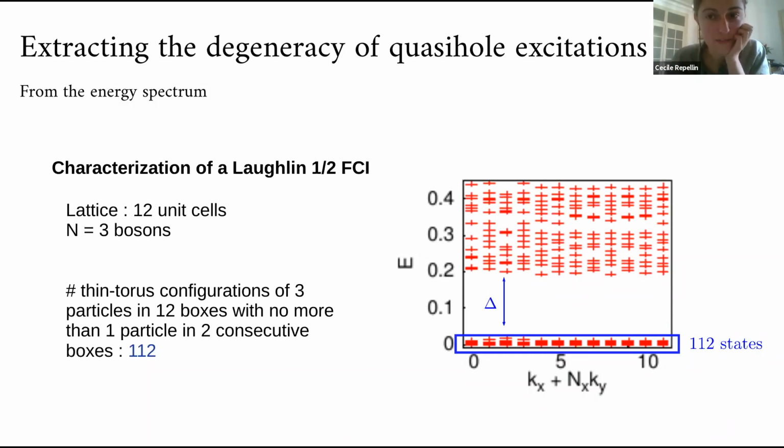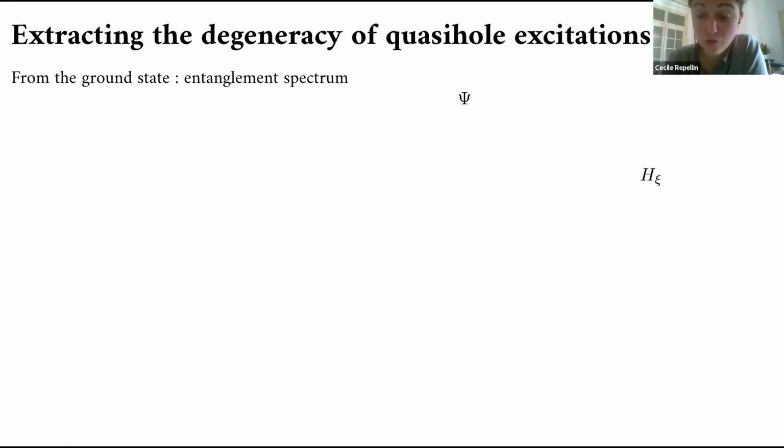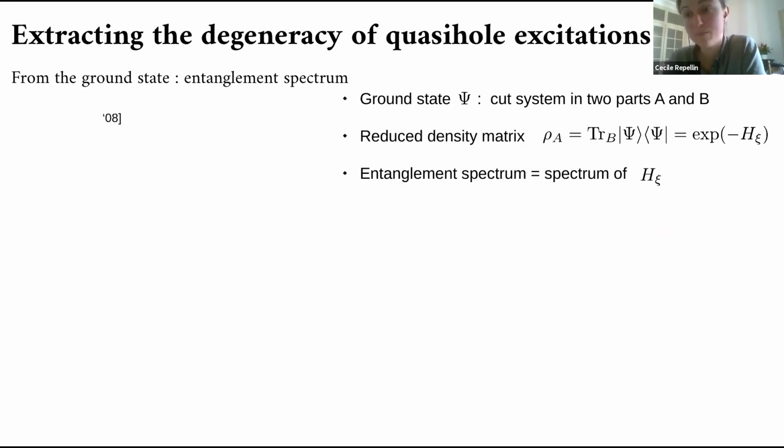So this is another way of extracting topological order from the energy spectrum. You could also do it from the entanglement spectrum. Some of you probably knew the entanglement spectrum before. Maybe you use it in your research, and in any case, you've seen it in a previous lecture, but here's a basic reminder.